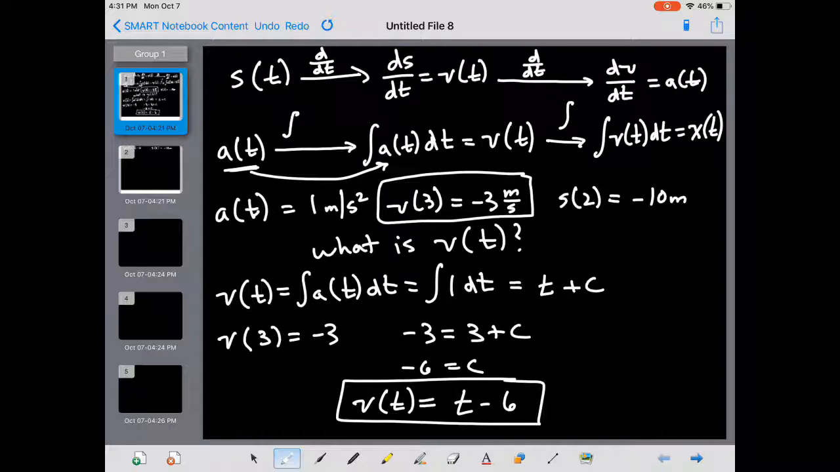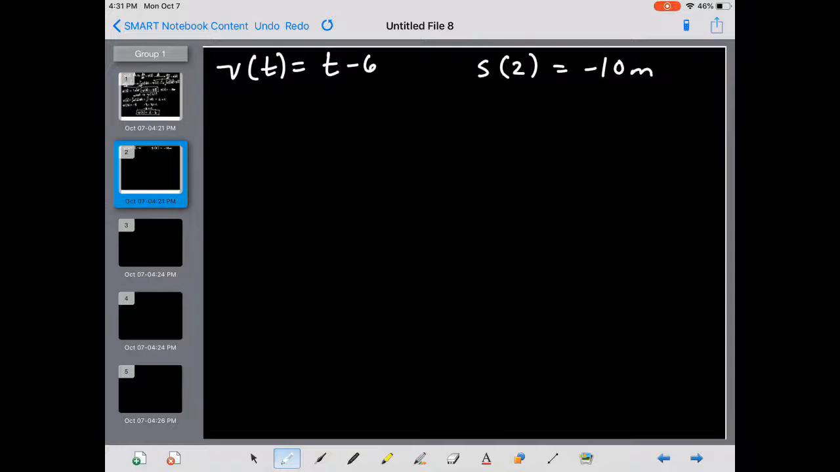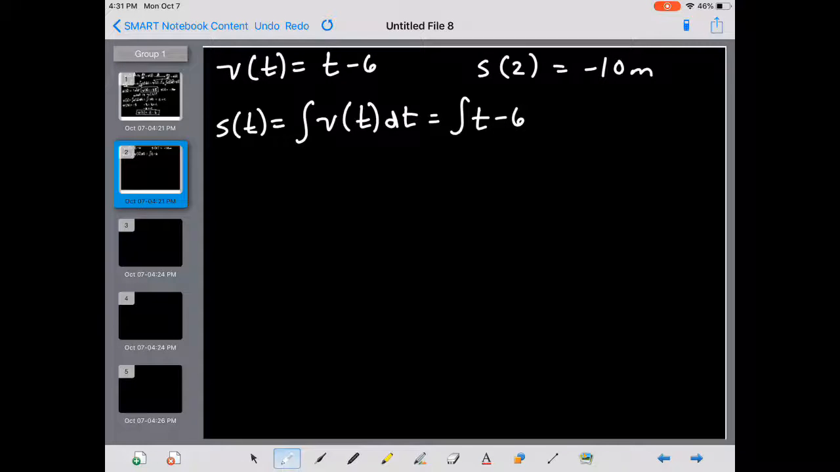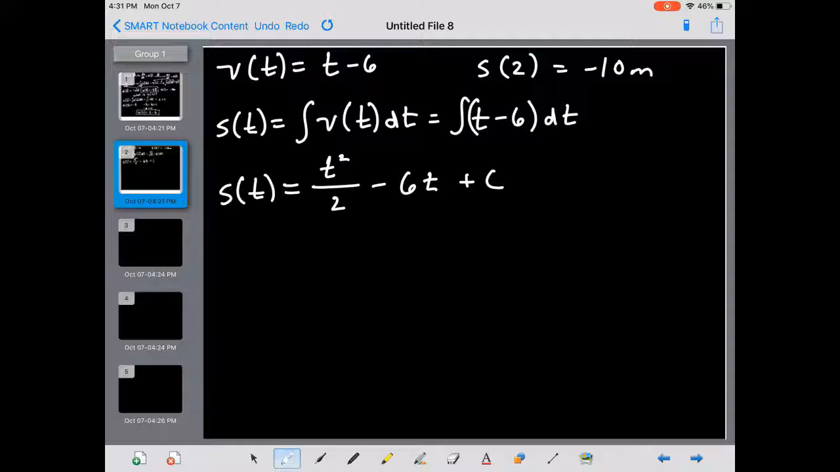So I need to go from velocity to position. Again, we're going to take an antiderivative. I can say that s of t is equal to the antiderivative of v of t dt, which is the antiderivative of t minus 6 dt. I add 1 to the exponent, so that's t squared, and then I divide by that new exponent, t squared over 2. This will become minus 6t, and then I need that plus c to account for the unknown.